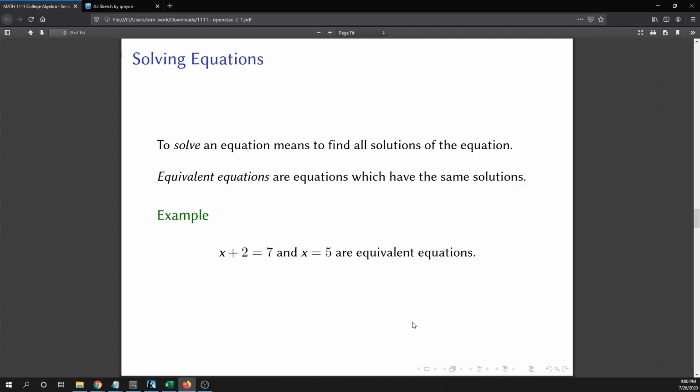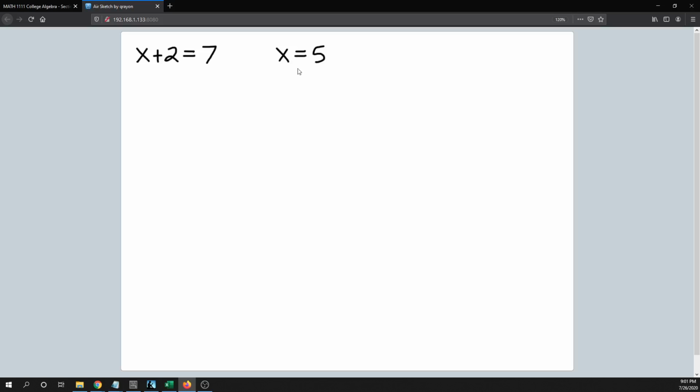The way in which we're going to do that is through what are called equivalent equations. Equivalent equations are equations that have exactly the same solutions. So for instance, x plus 2 equals 7 and x equals 5 are equivalent equations. Just to give you an example of some equations that are equivalent, looking at x equals 5, we can see clearly that there is only one solution. This one is so simple.